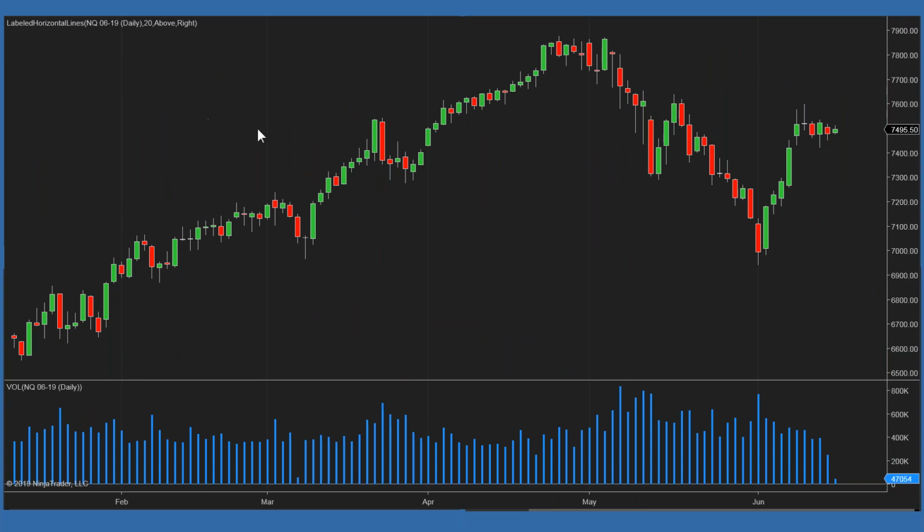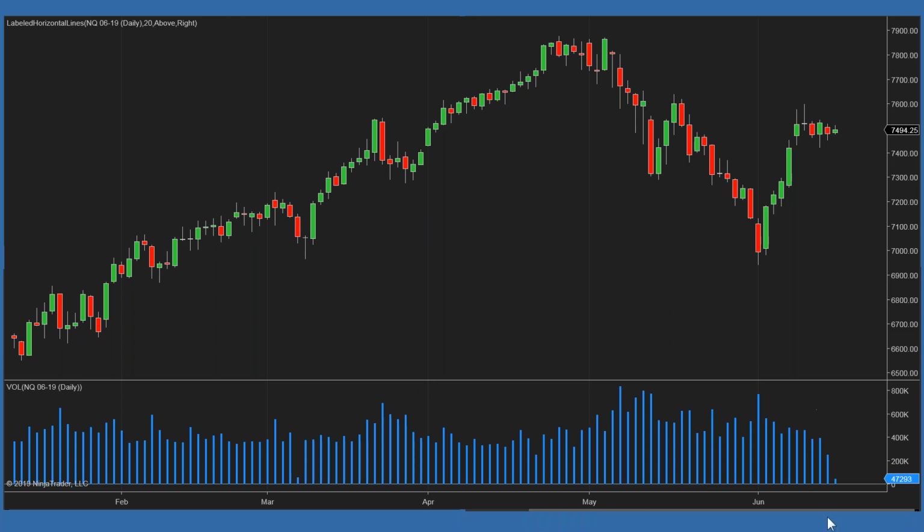This is now your daily NASDAQ chart, and you can see for the better part of a week we've been retracing the same numbers over and over and over, and it looks like, at least to start today, it's not going to be any different.